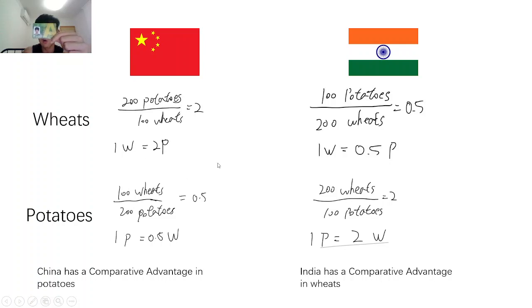But is China always less efficient than India? Not for the potatoes part. For China, producing 1 potato, they only give up 0.5 wheat. But for India, it has to give up 2 wheat at the same time, which is a higher opportunity cost than China. So we can say China has a comparative advantage in potatoes compared with India.